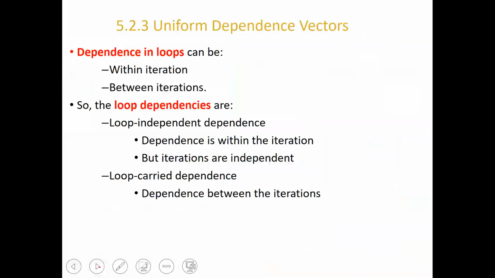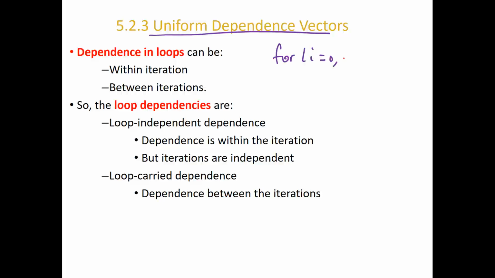Okay, so the final topic here is dependence vectors, uniform dependence vectors. Basically, what we are discussing here is that whenever I have a loop, let's say for i = 0 to 10, i plus plus, we're trying to discover the parallelism within the body of this loop.